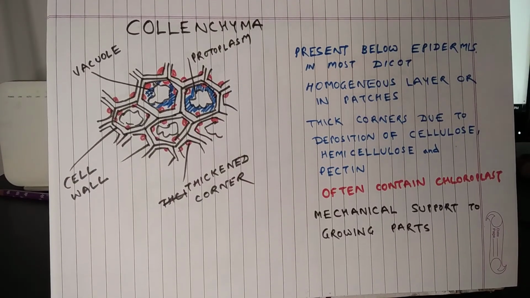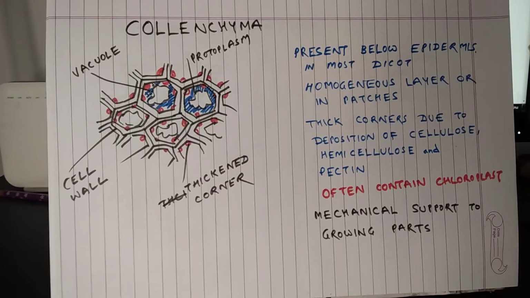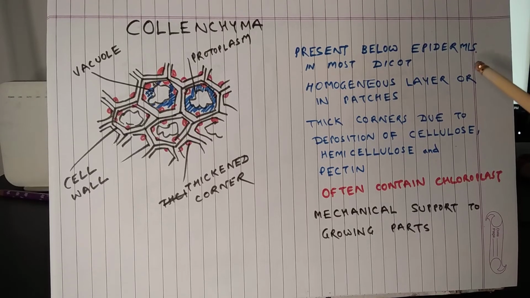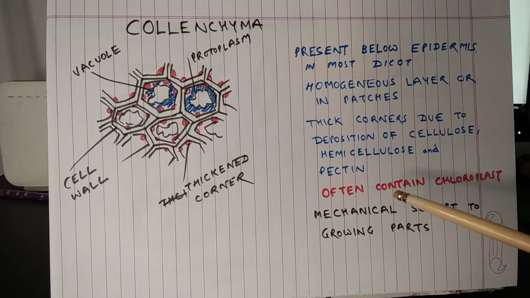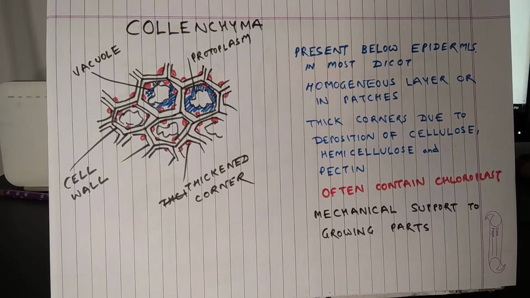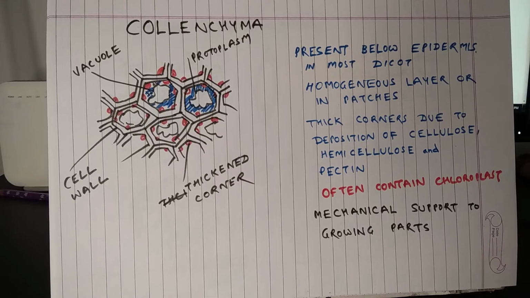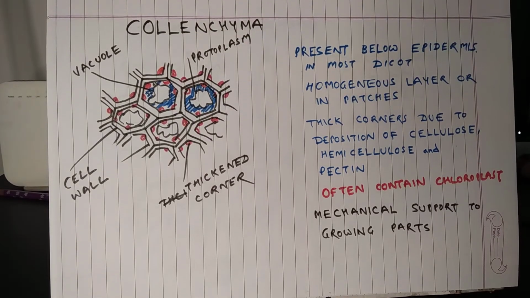Collenchyma. Collenchyma is present below the epidermis in most of the dicot plants. It can be present as a homogeneous layer or it can be present in patches. Now cells of collenchyma are densely packed. There is no intercellular space, and another difference is that cell wall is thickened at corners because of deposition of cellulose, hemicellulose, and pectin.